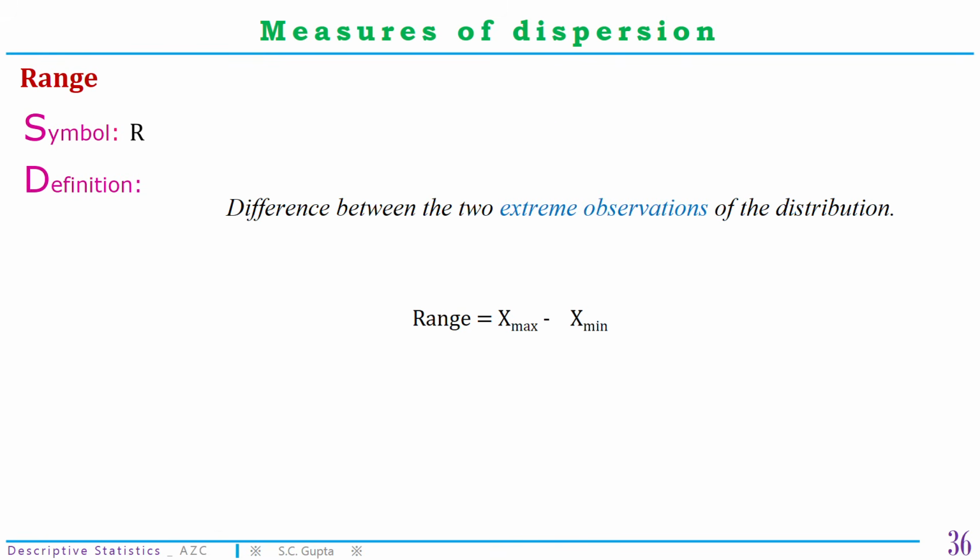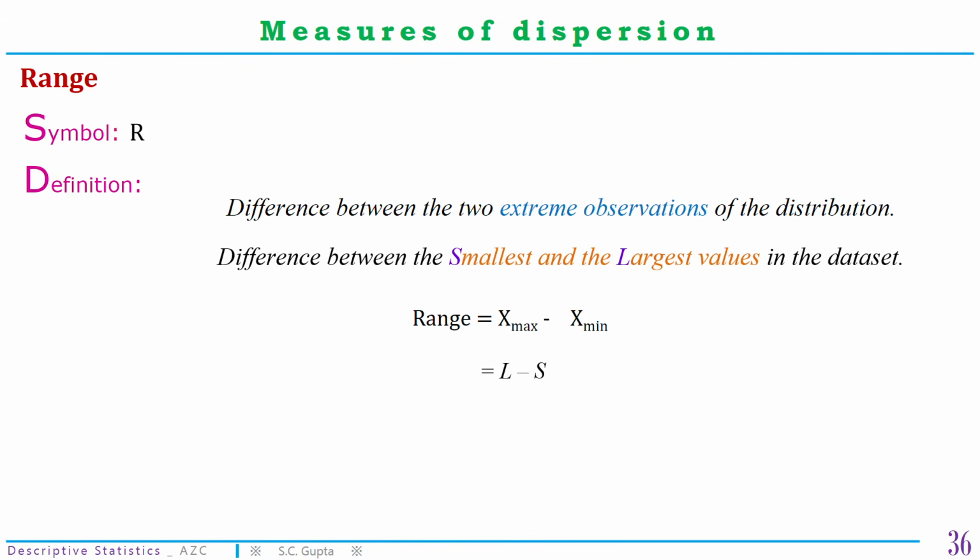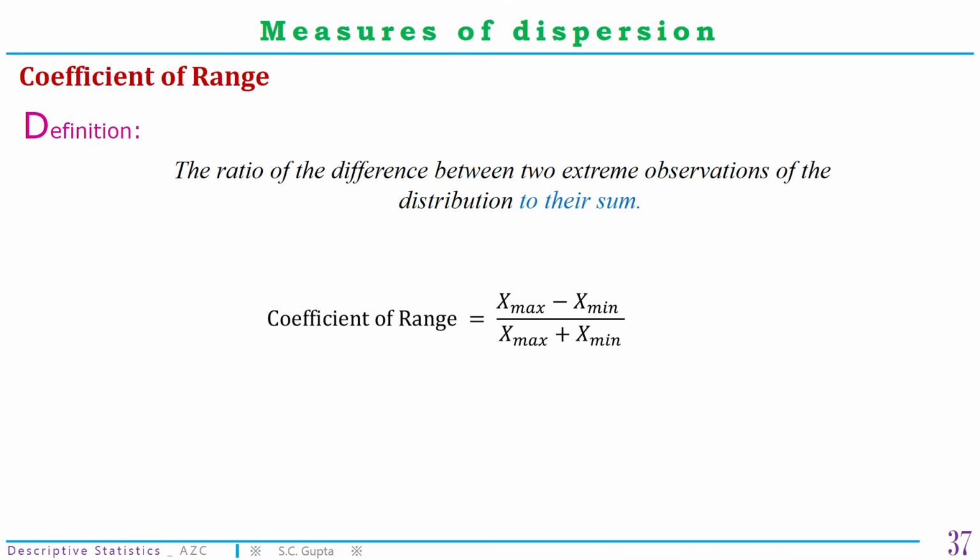Range, symbol is capital R. Definition: range is the difference between the two extreme observations of the distribution. It can also be defined as the difference between the smallest and the largest values in the data set. Equation: range is equal to x maximum minus x minimum, or L minus S.